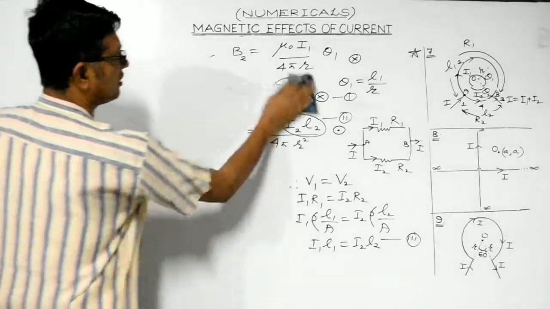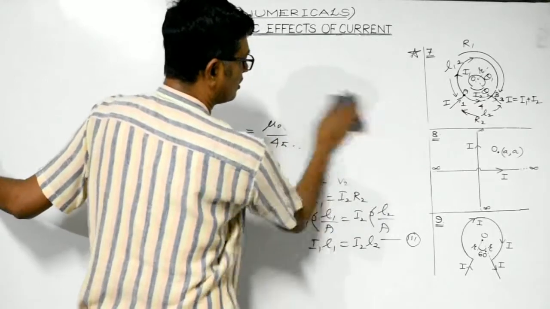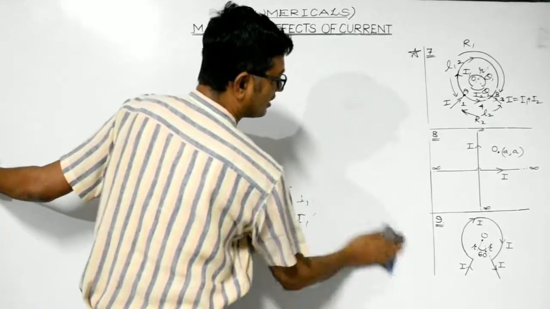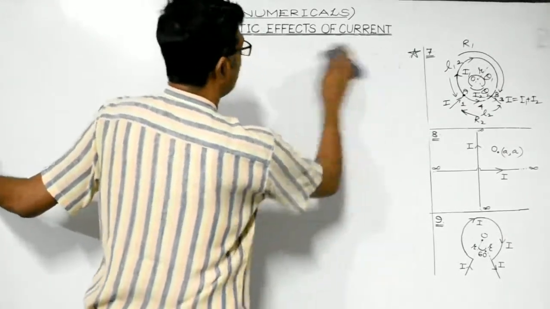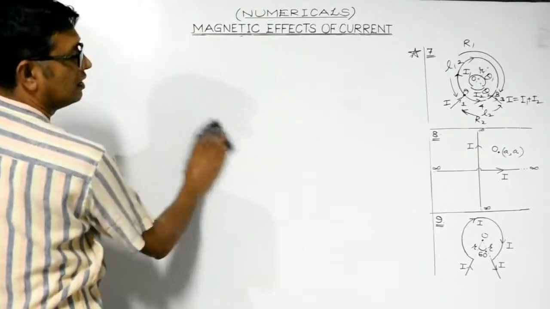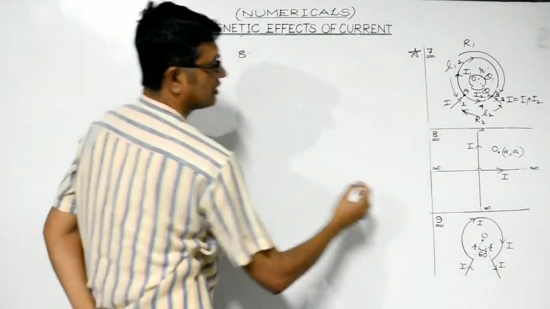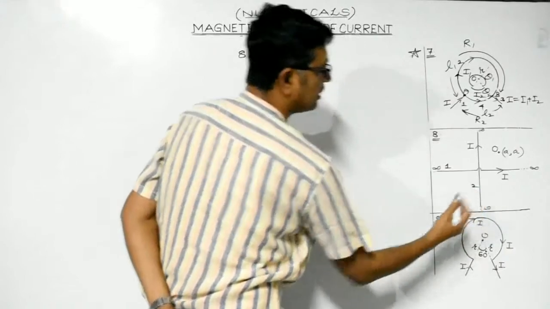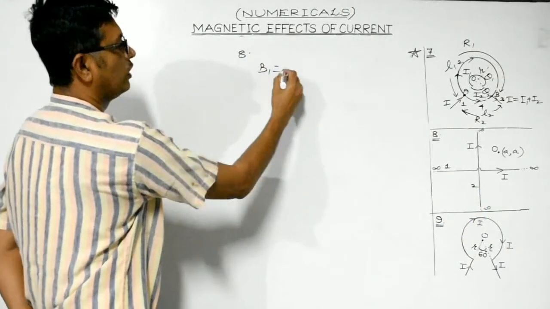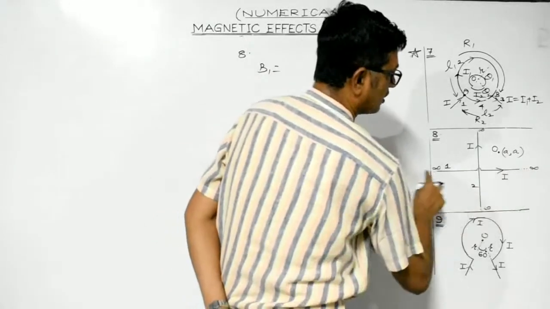Question number 8 is relatively simple. The system consists of two straight conductors. They are not intersecting. And these are the two independent current carrying conductors, each carrying current I. So let's consider this to be the first one and this to be the second one. So let's calculate the magnetic field for the first conductor. This one is the first conductor, right?